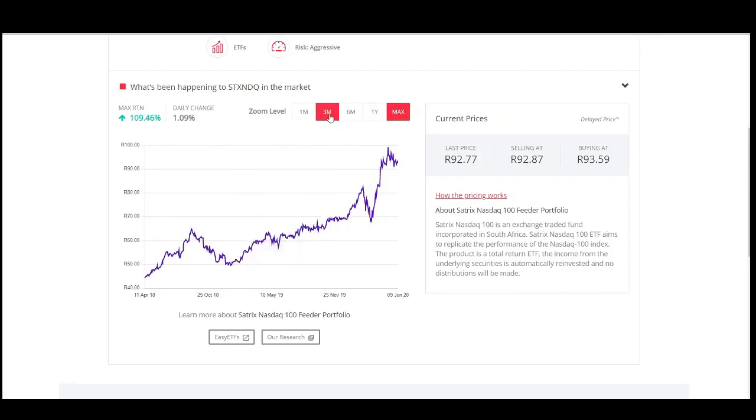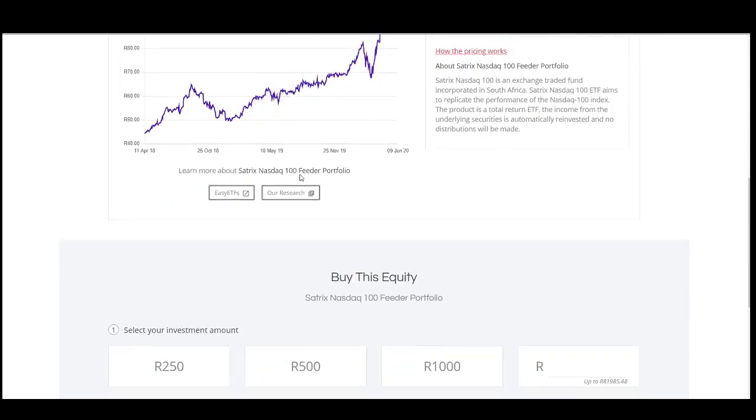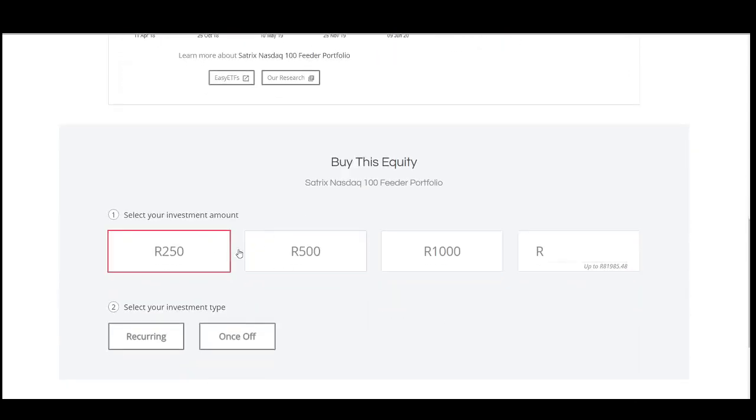Since we are buying now, let's go here. Here you specify how much you want to invest in this ETF. I'm thinking let's go for 250. Why not? You just click here if you want to invest once, but if you want to do a recurring investment, probably every month, where you have a certain amount that you want to invest.